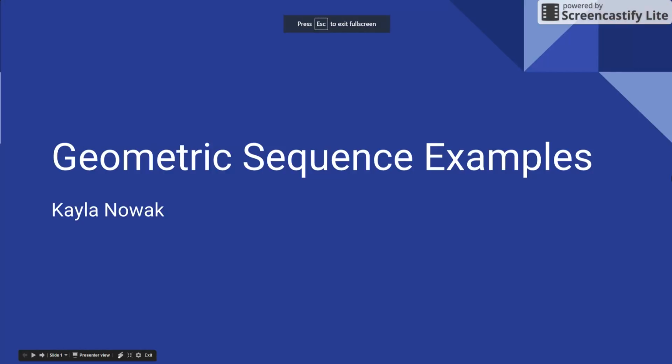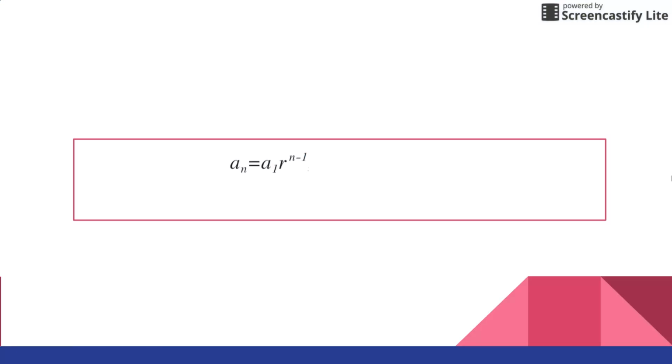So today we will be working on geometric sequence examples. Here is the equation for geometric sequences. A sub n refers to any term in the sequence. A sub 1 is the first term, r is the common ratio, and n is the location of the specific term. The common ratio cannot be 0.